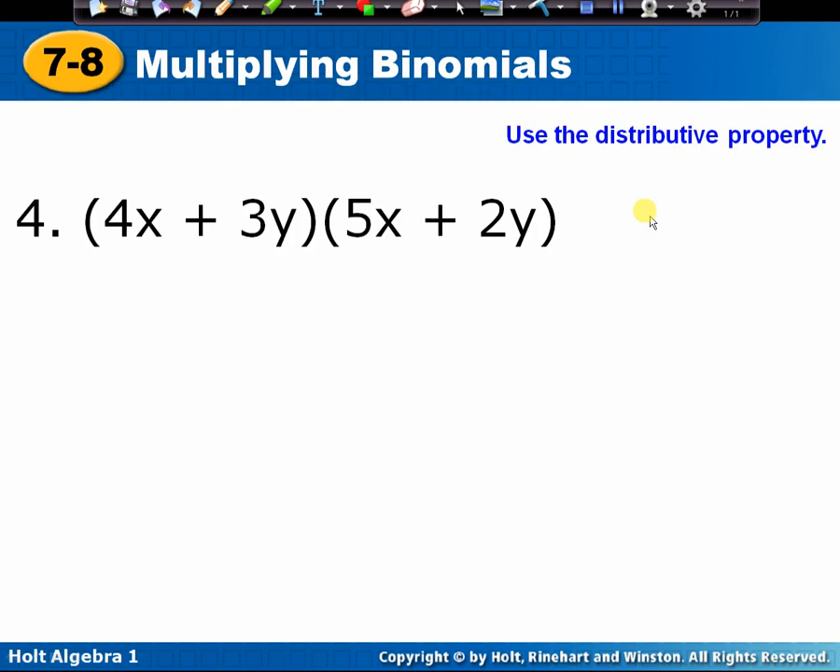At number 4, I absolutely want you to try on your own, so I want you to go ahead and write it out. 4x plus 3y times 5x plus 2y. And I want you, on your notebook paper, to go ahead and work this all the way out, and then I'm going to show you the answer.